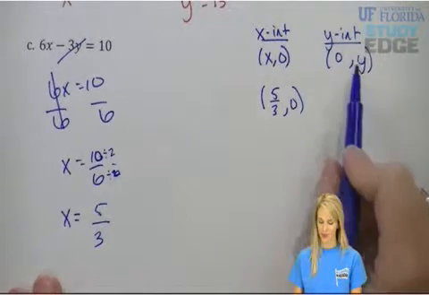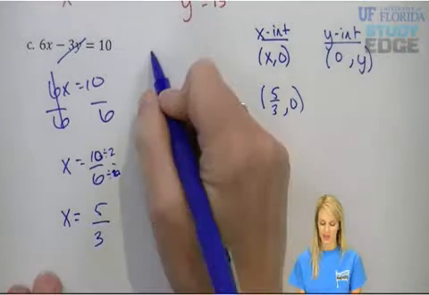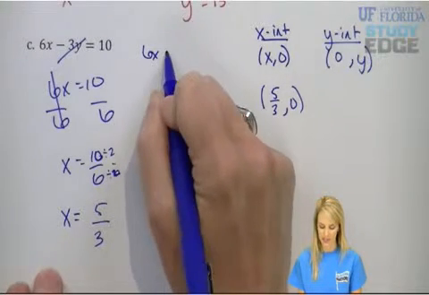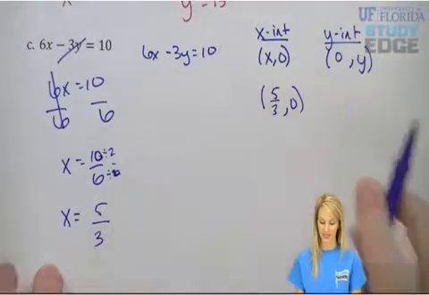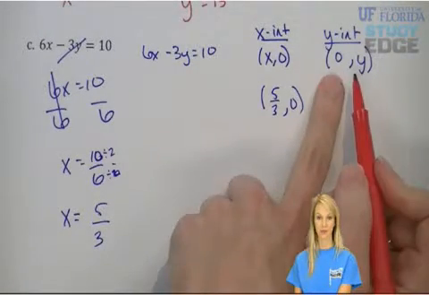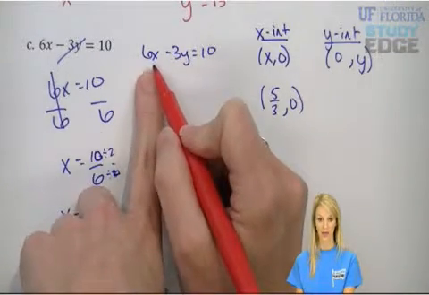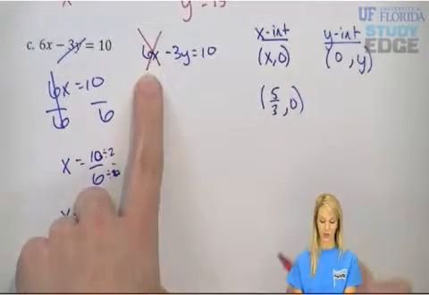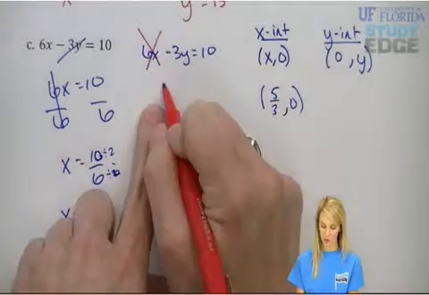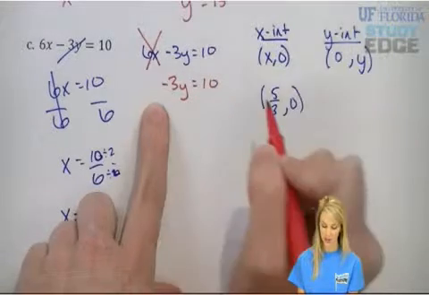All right, our y-intercept. Our y-intercept, our x point is going to be 0. Let's rewrite that equation. We have 6x minus 3y equals 10. Well, if x is equal to 0, plug in a 0 here, what happens? Goes away, right? Anything times 0 is 0. So we're left with negative 3y equals 10.